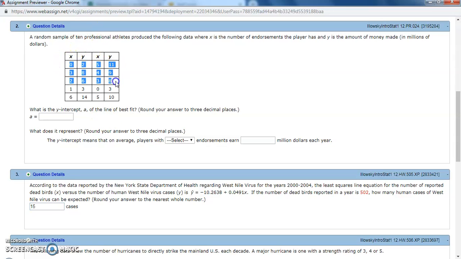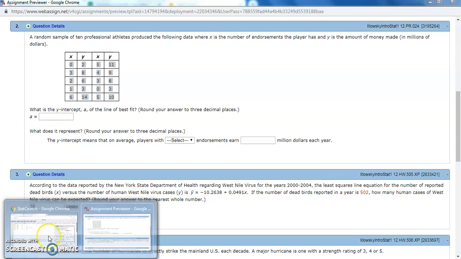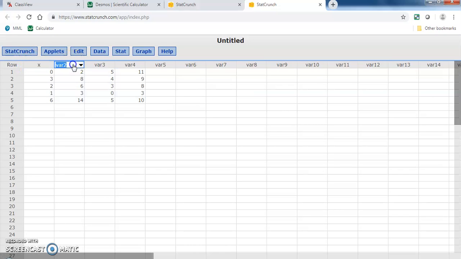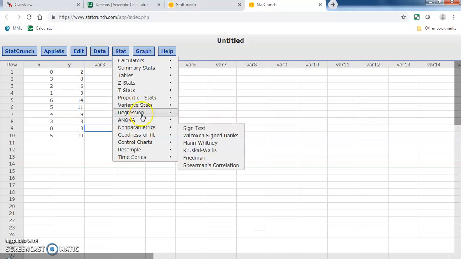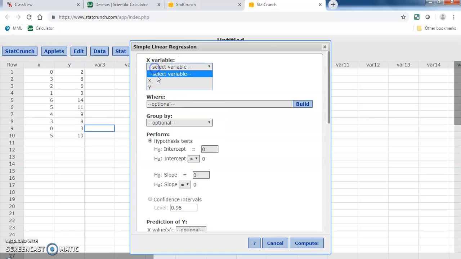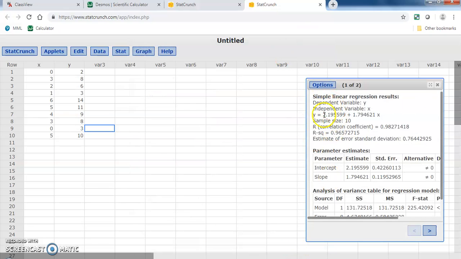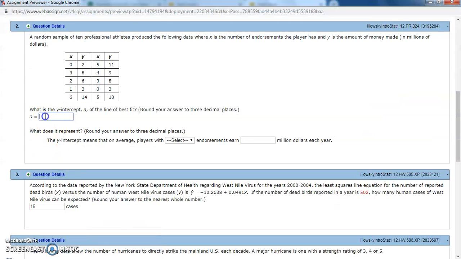This one, we're going to copy and paste the data, X and Y, into a new data table in StatCrunch. This represents your X, this one's your Y, and then I'm going to take this and move it. Control X cuts it, Control V pastes it, Stat, Regression, Simple Linear, and then you have X and Y, and then Compute. And what it's looking for is your y-intercept. Your y-intercept is right here, 2.196. So round to 3 decimal places, Control V paste it.